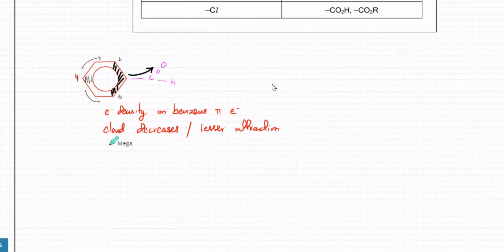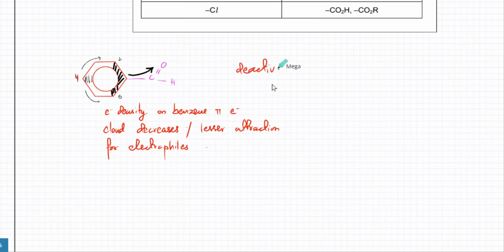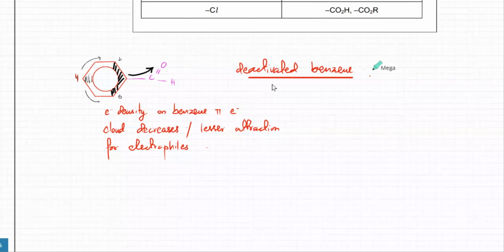So there's lesser attraction for electrophiles. So electrophiles won't be interested in a molecule that is, so this is called a deactivated benzene. TK, is this clear? Yes, sir. This one is known as a deactivated benzene. So it's probably not going to have electrophilic substitution reactions, or electrophilic substitution reactions in this case would be kind of next to very difficult. But they might give you a question.